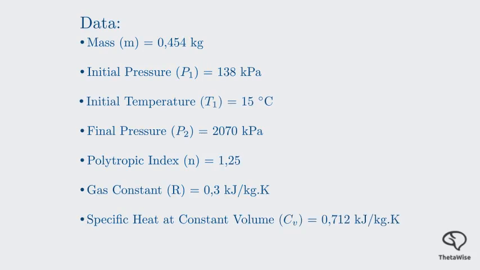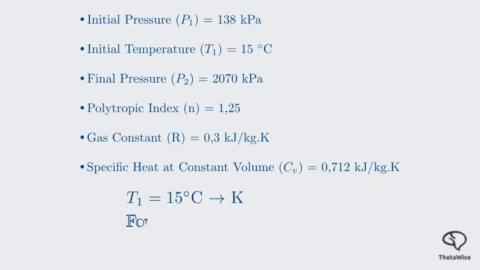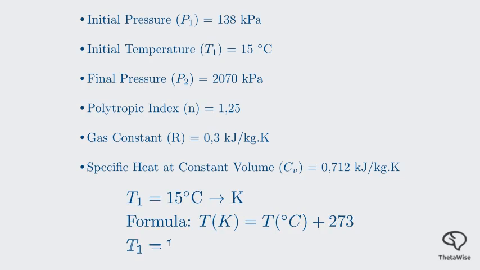Notice that the initial temperature is in degrees Celsius. In thermodynamics, we must always work with absolute temperature. So, our first conversion is to transform Celsius into Kelvin. The formula for this is simply T in Kelvin equals T in Celsius plus 273. For this problem, T1 equals 15 plus 273, which gives us an initial absolute temperature of 288 Kelvin.